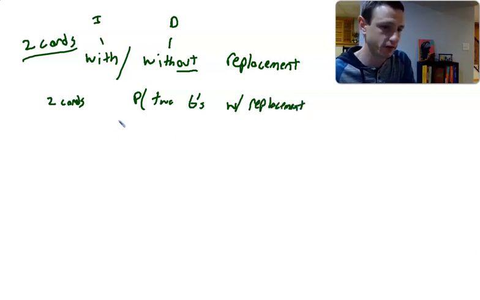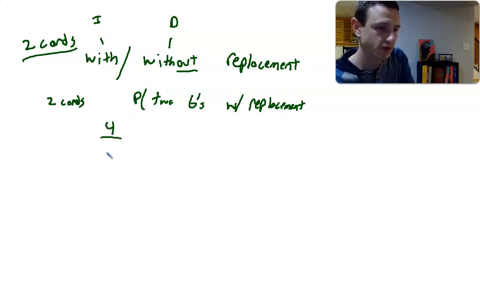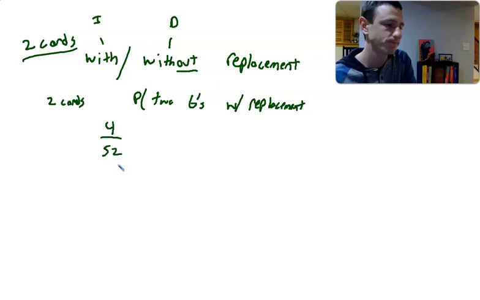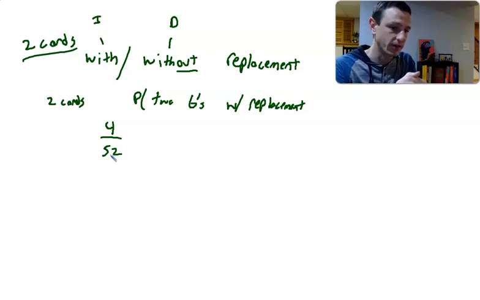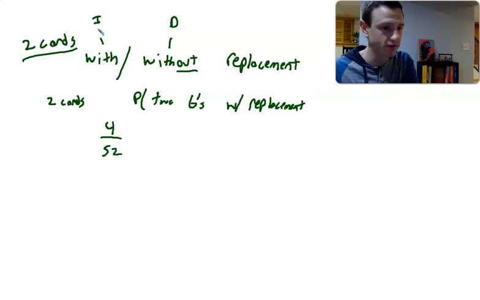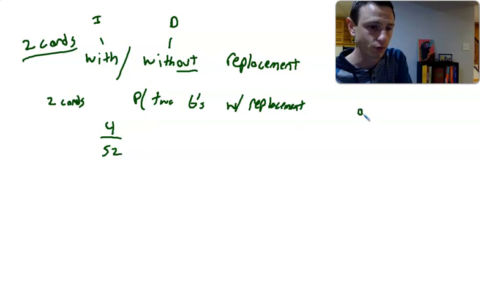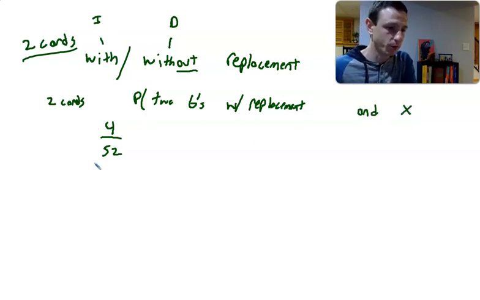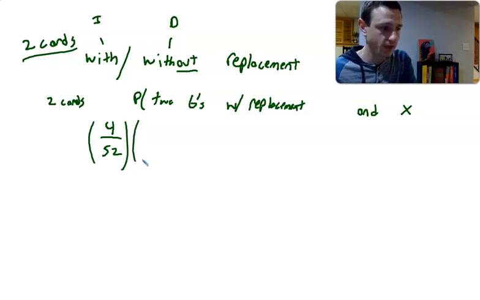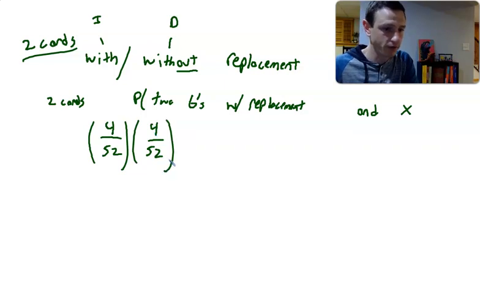So on the first grab, I want to pull a 6 out of the deck. There are 4 6s in the deck out of 52. I'm observing the card, putting it back into the deck. And since these are independent events, we just consider it the word and with the word and we have multiplication. So we want to multiply the probability of pulling a 6 times the probability of pulling a 6, and it's just 4 out of 52 again, because I put that 6 back into the deck, so I'm not changing the number of 6s in the deck, and I still have 52 cards in the deck.